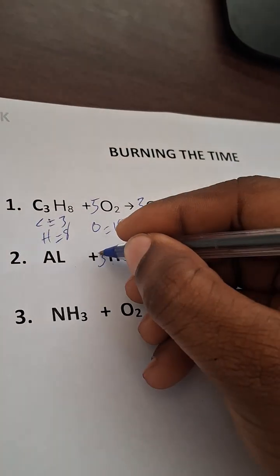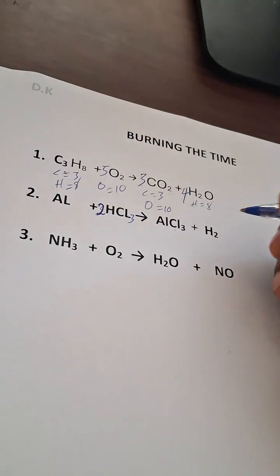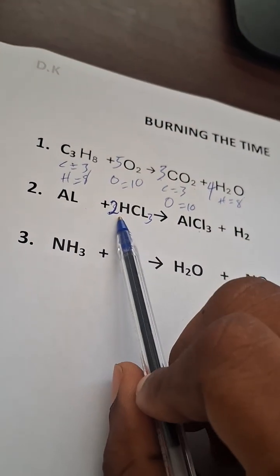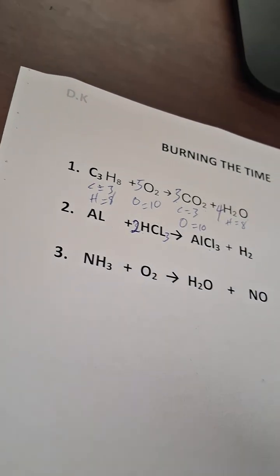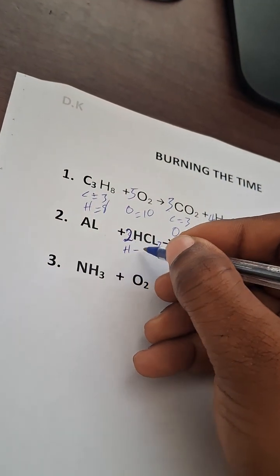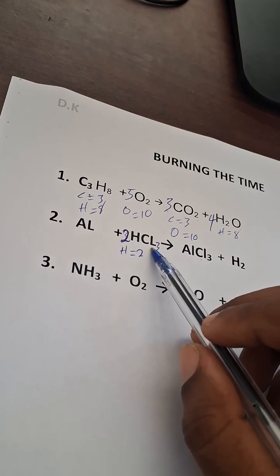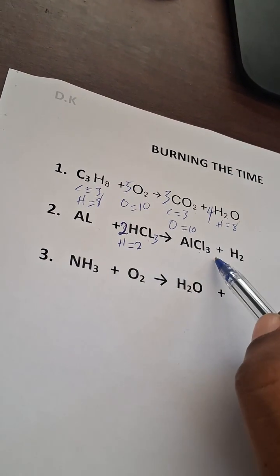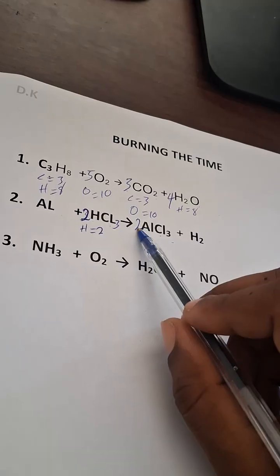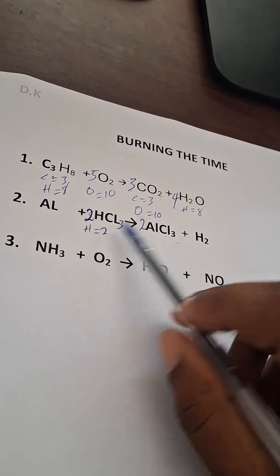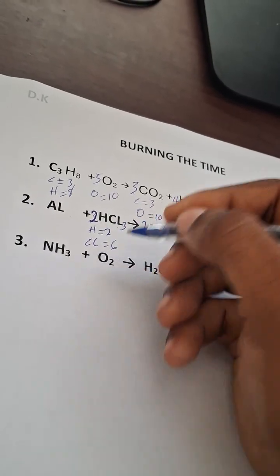I think we should rather make this side to be 2, then this side will be 3, so that we'll end up having 2 hydrogens and 2 hydrogens, then the 3 rather will be here. So in this situation we have the hydrogen to be 2. But the chlorine over here is 6, and when you look at the right hand side, it's rather 3. So let's put 2 over here. When we put 2 over here, we end up having the chlorine to be 6 on the left hand side and 6 on the right hand side.